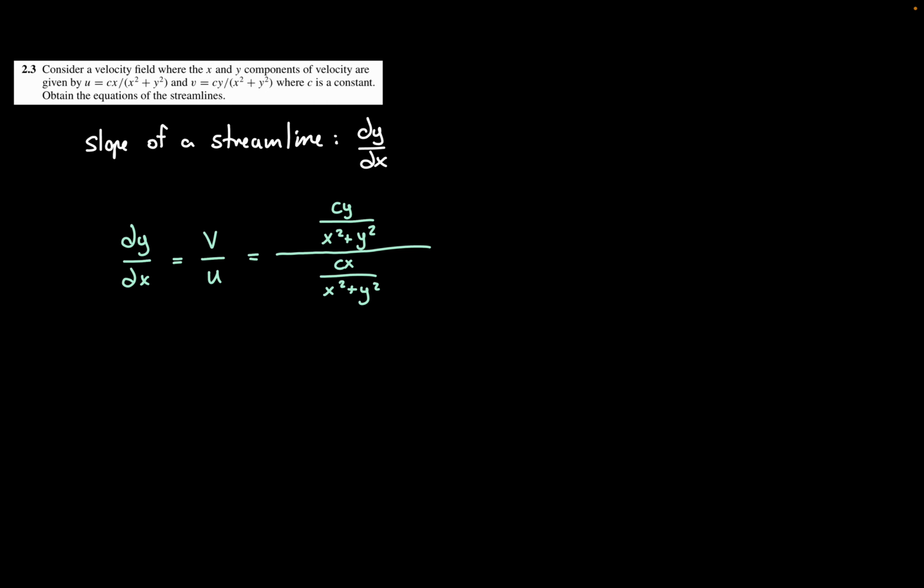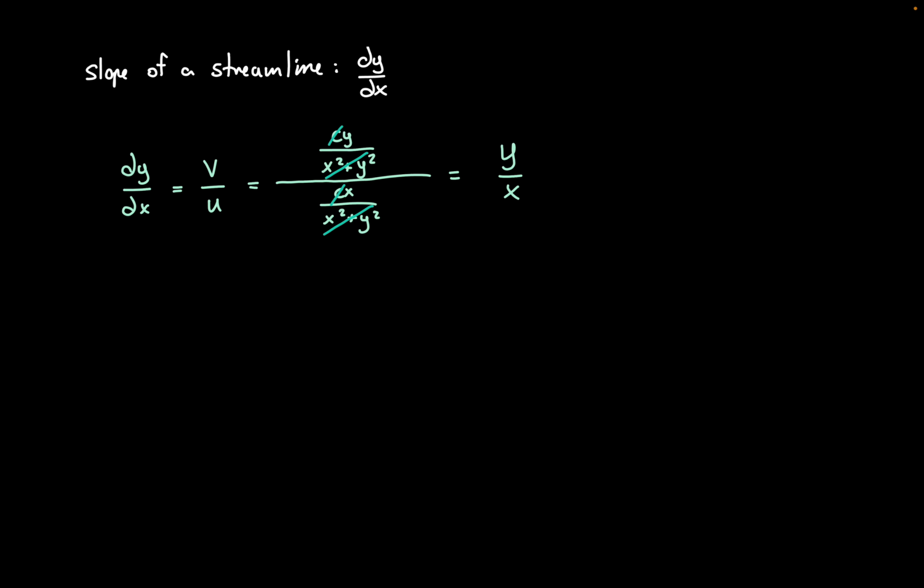So we can make some cancellations here right off the bat. We can cancel out our x squared plus y squared, and we can cancel out our c's. So now we are just left with y over x. That doesn't look too bad, right? So now we can divide by y, so we have 1 over y dy, and then we can multiply by dx, so we have 1 over x dx.